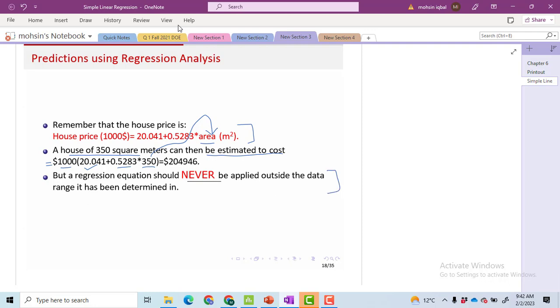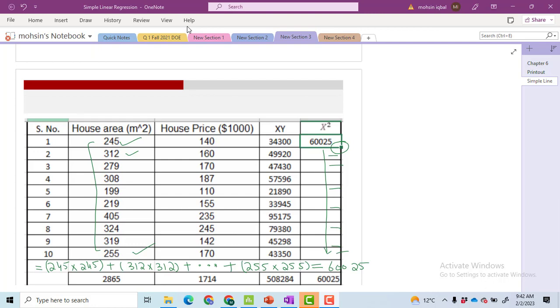This is one of the limitations of the regression equation: it should never be applied outside the data range it has been determined in. In order to show you how this works, we have used 350 right now. So I will take you to the x or independent values. Here you can see that in the independent variable, the smallest value is 199 and our largest value is 405. So the limitation is that we have to use an independent variable value within the range of these two values. For the prediction we used 350, which obviously lies in between them.